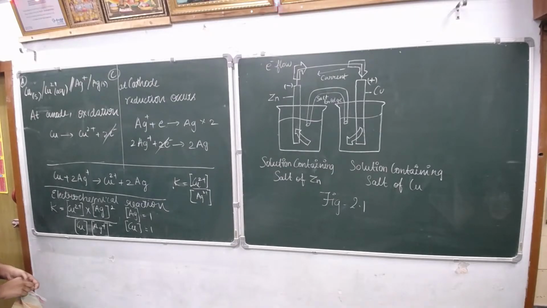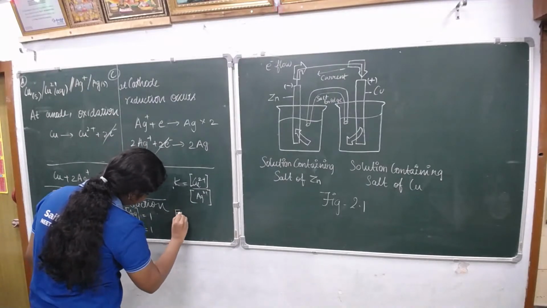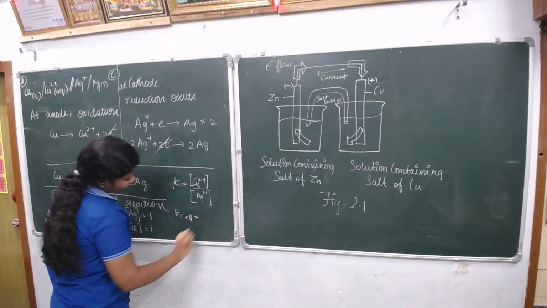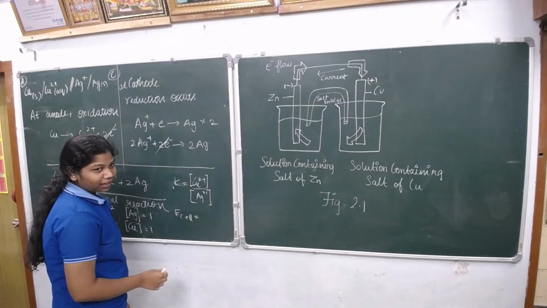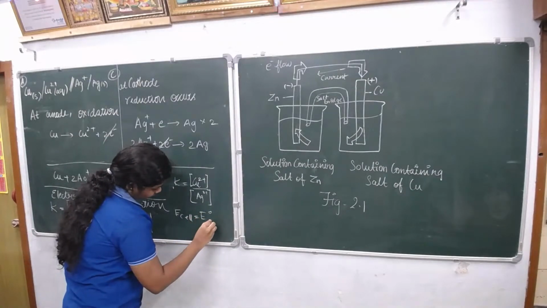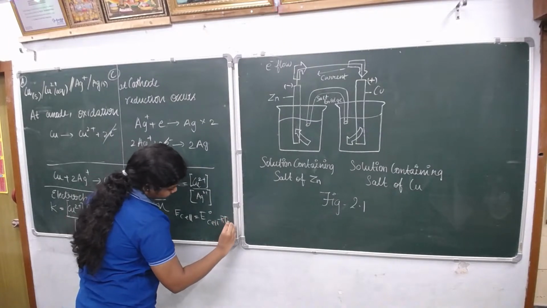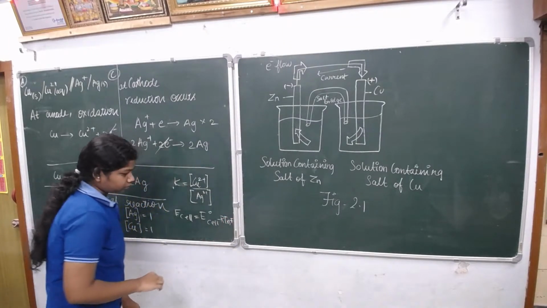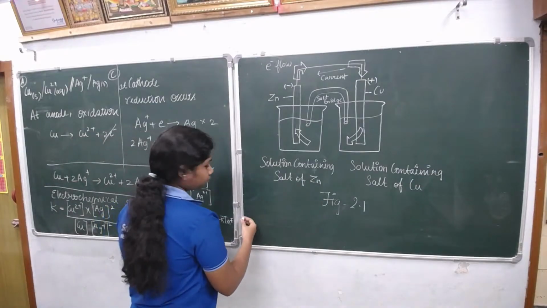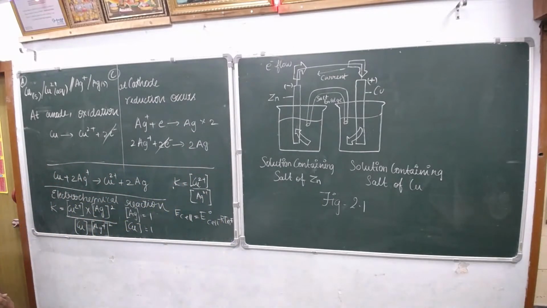Write down E cell is equal to E0 cell minus RT by NF. So can you write comfortably somewhere? You can write here. No, that will mislead. You can erase the top and do it.